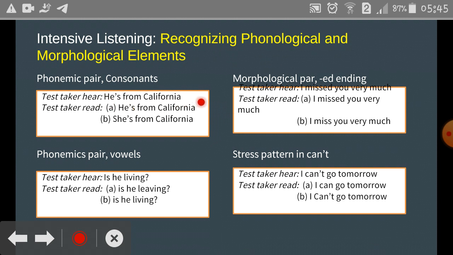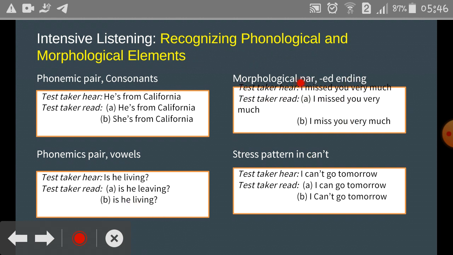He is from California. And then the test taker or the student reads, A, he is from California, or B, she is from California. So here the difference is the pronouns he or she. Sometimes if the student does not really pay attention, the word he can be she, for example. And then this is another example of phonemic pair, vowels. For example, the test taker hears, is he living? The test taker will read is he living or is he living.